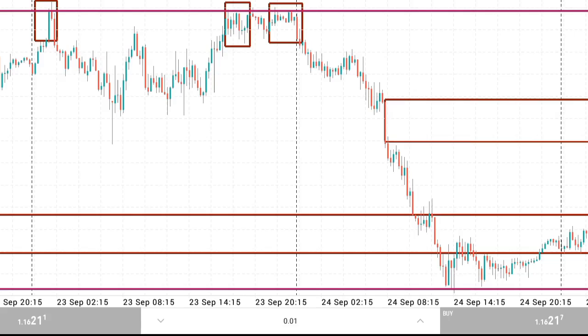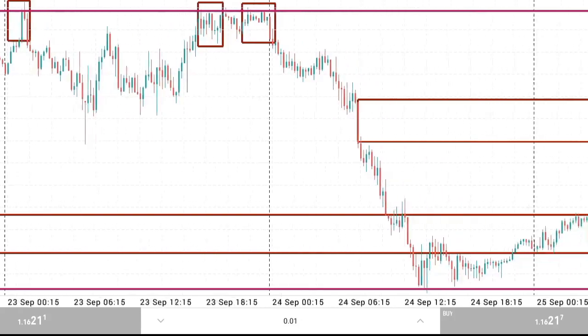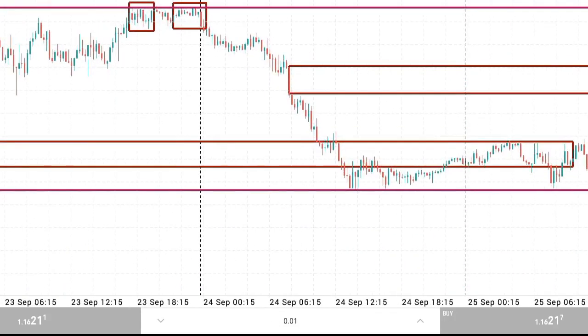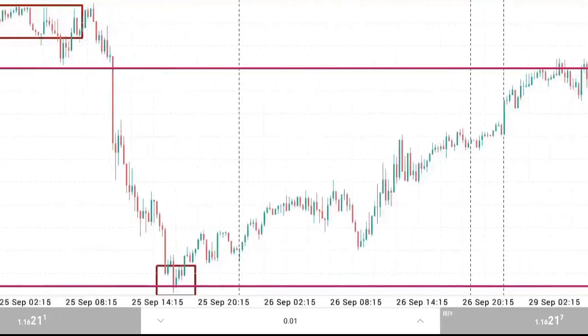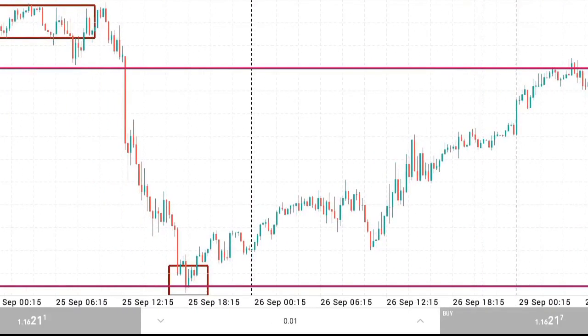The same also happens with resistance. I want us to look at the role of demand and supply. Demand and supply tells us that there is actually liquidity in the market. Look at it. There is actually strength in the market. Look at what happened here.